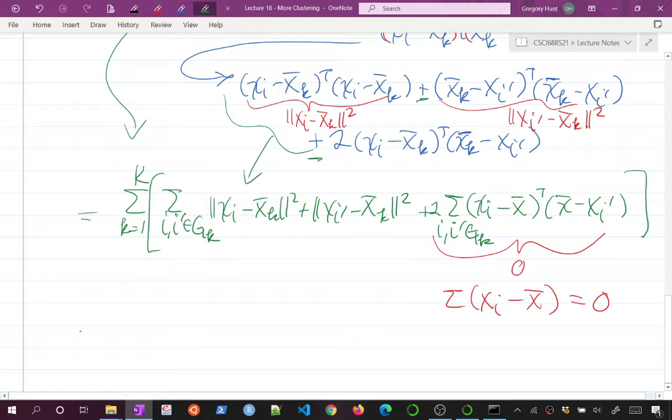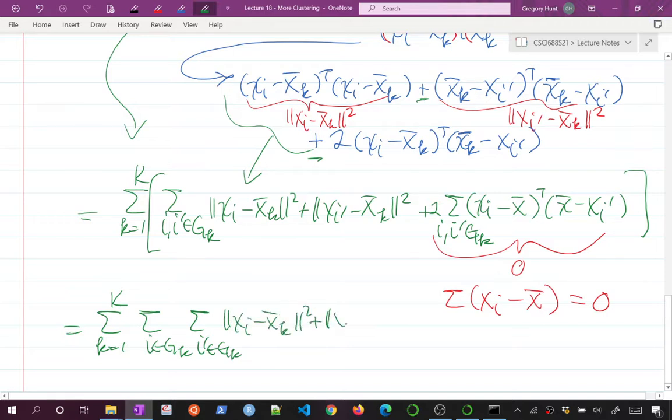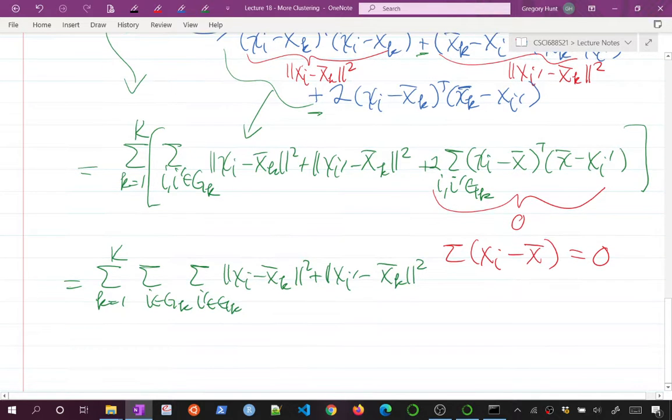So what are we left with here? We have our sum over k's on the outside. And then I could write this as the sum over I and the sum over I prime. And what am I summing? I'm summing this thing, right? It's a horrible expression. We're almost there. So we're summing that thing up.